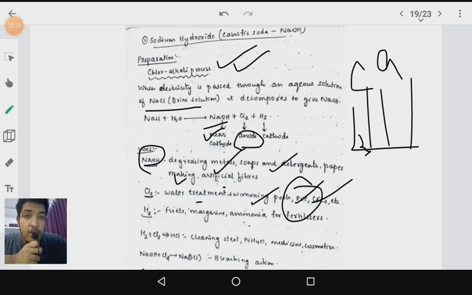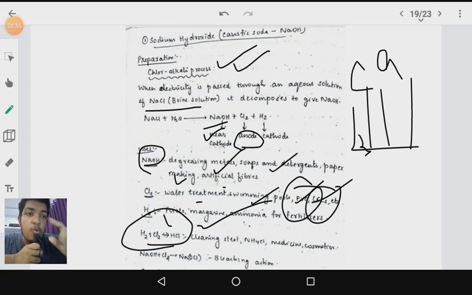PVC stands for polyvinyl chloride and CFC stands for chlorofluorocarbon, that is also known as freons, which are responsible for ozone layer depletion. Hydrogen can be used for the preparation of fuels. Then it can also be used for the preparation of ammonia for fertilizers. Next is the mixture of hydrogen plus chlorine. This will react to give hydrogen chloride, which can be used for cleaning steel and also in medicines, cosmetics and ammonium chloride.